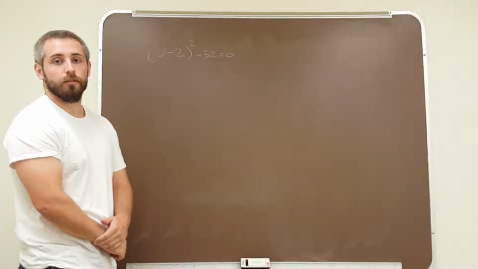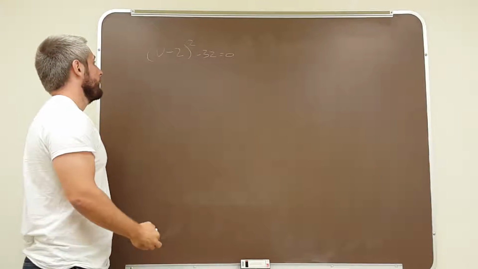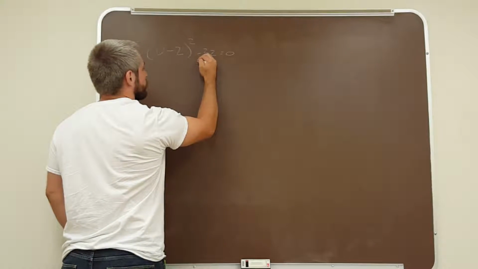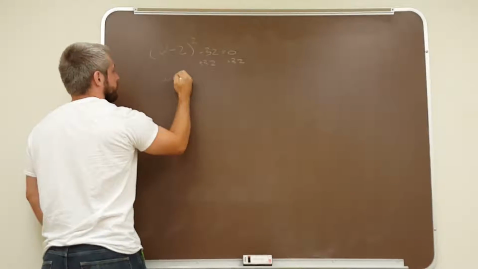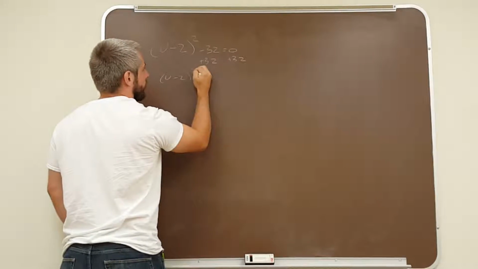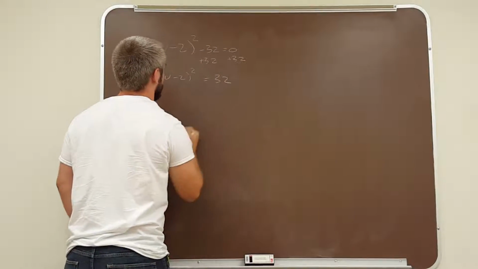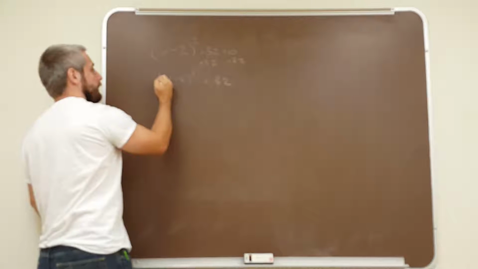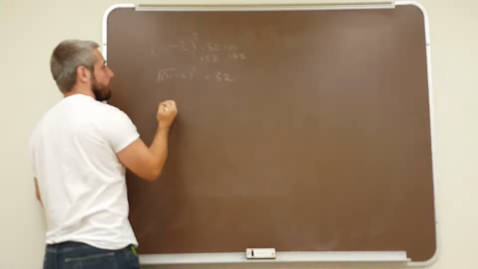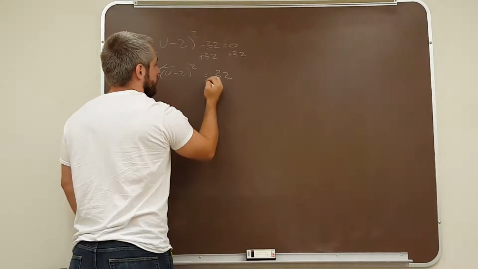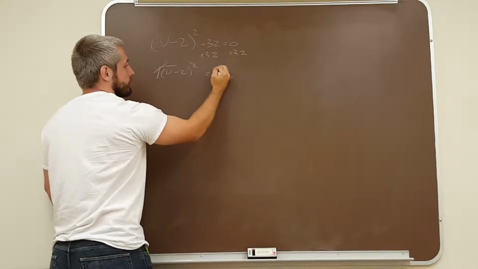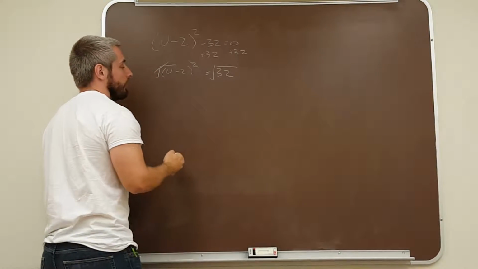Guys, today we're solving for u in this equation, and how we go about that is first we add 32 to both sides. And what we get left over with is (u - 2)² = 32. The next step would be taking the square root because we want this u outside of this parentheses. And if we take the square root of one side, we also have to do it to the other.